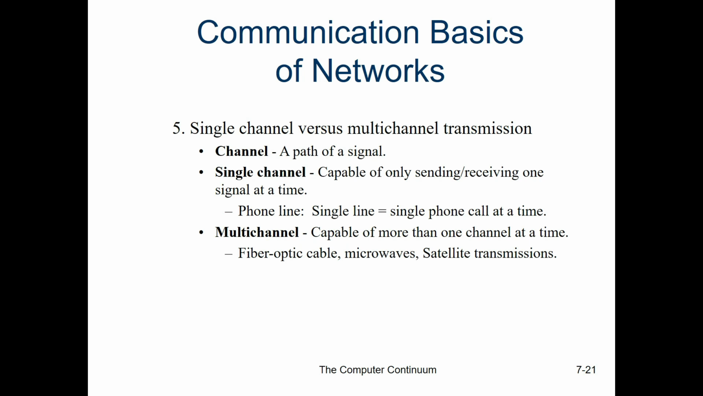Then we have channels. There are different channels. The channel could be a single channel, a single path for communication, or there could be multi-channel communication as well. So what is a channel? A channel is basically a path of signal, and a single channel is capable of sending or receiving only one signal at a time. It could be either send at a time or receive at a time. So that's a single channel.